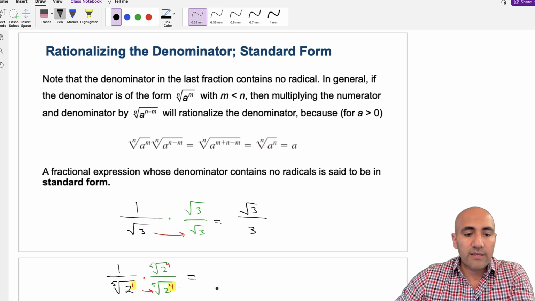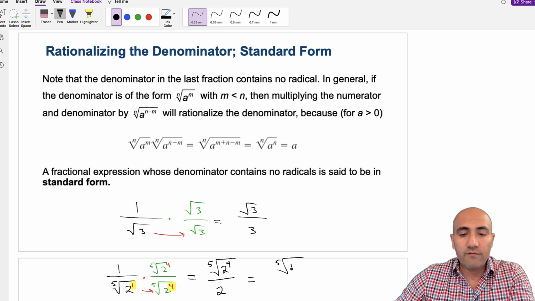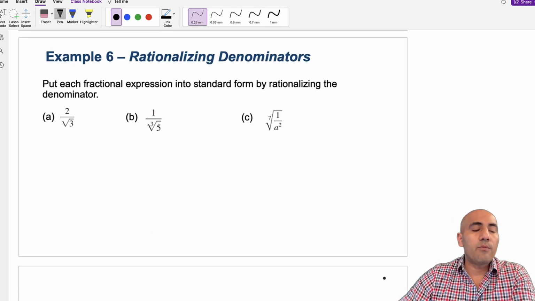So this will result in a 2 in the denominator, and in the numerator, we end up with the 5th root of 2 to the 4th. We can leave it like that, or we realize that 2 to the 4th power is 16. So this is the 5th root of 16 divided by 2. Okay, so a couple more examples.